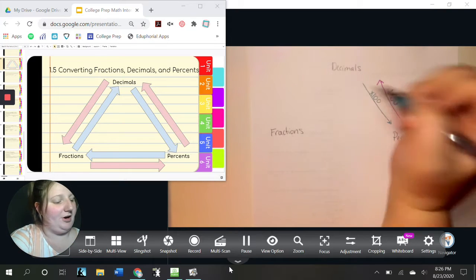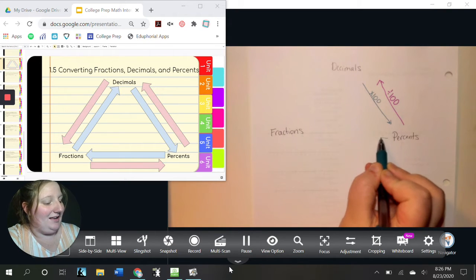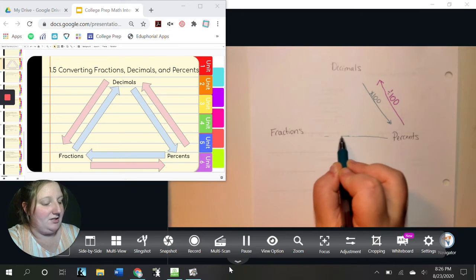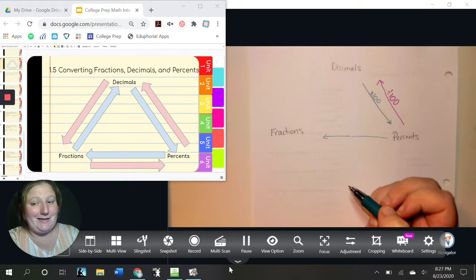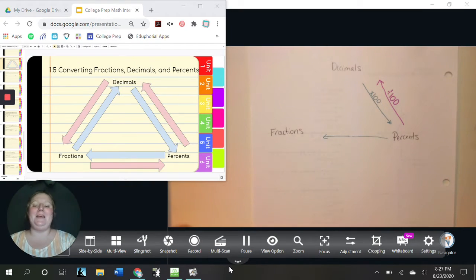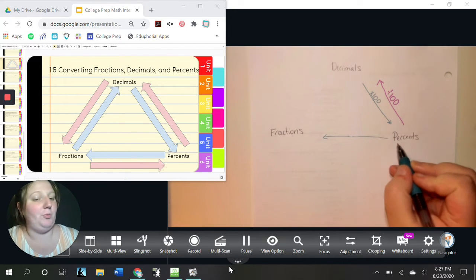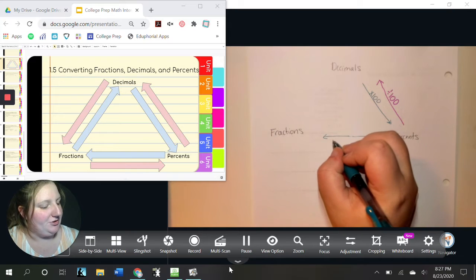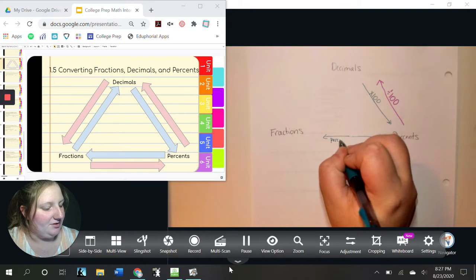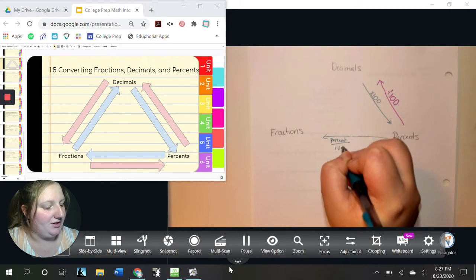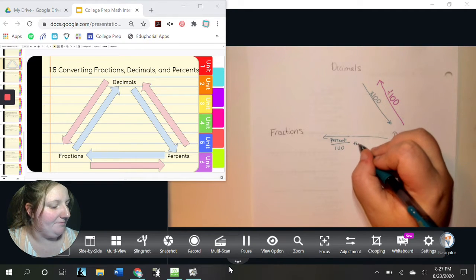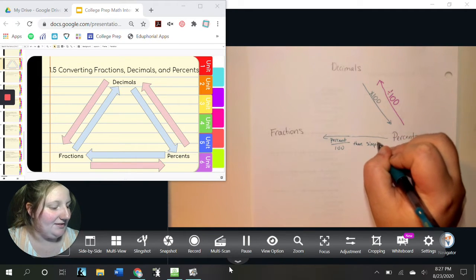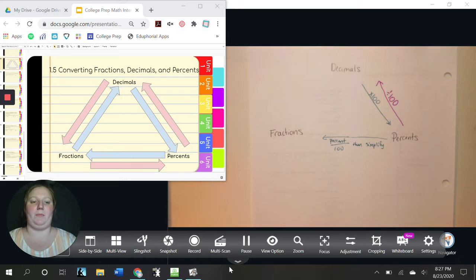So to go from a percent into a fraction, that's one of the ones that's not so fun to try and do. But to get from a percent into a fraction, you're going to put your percent over 100. So we're going to do percent over 100, then simplify. And that's going to give us the fraction form of that percent. We can also go the other direction.